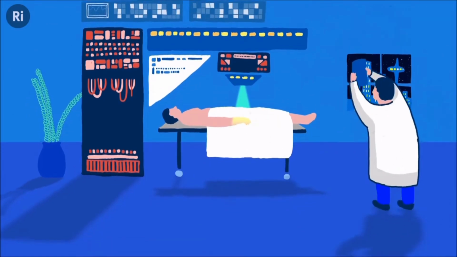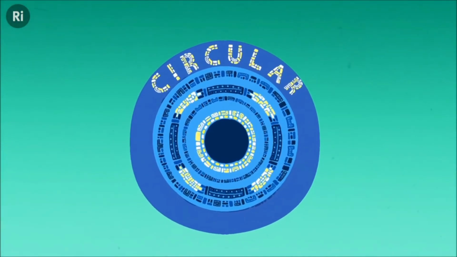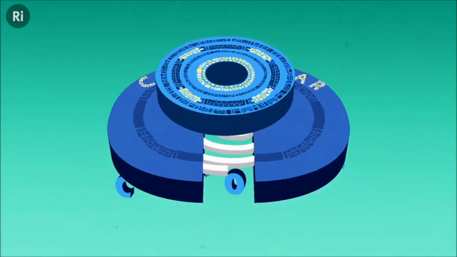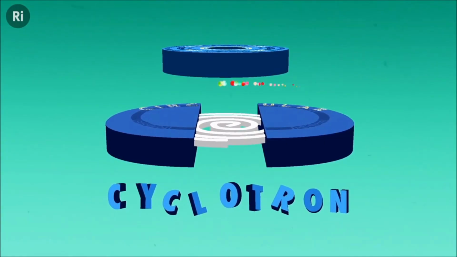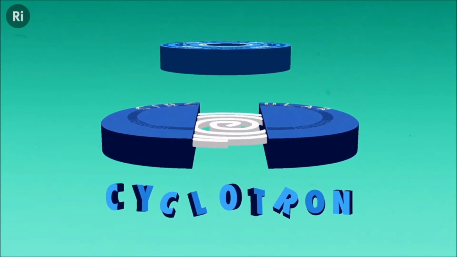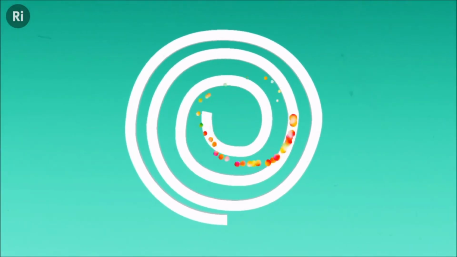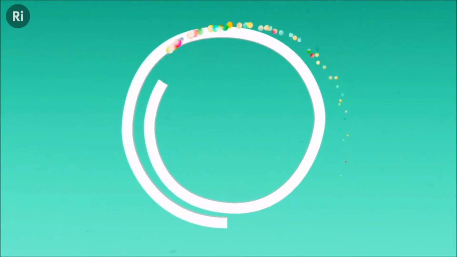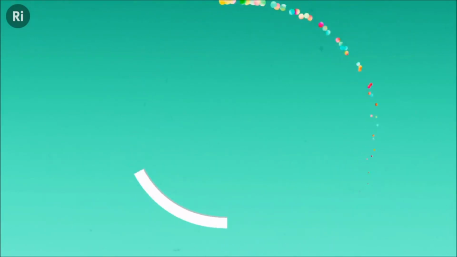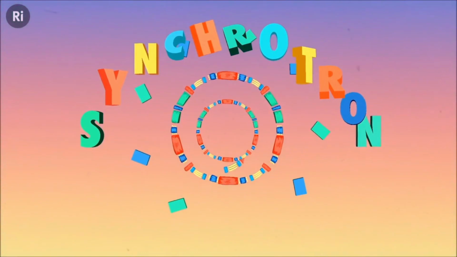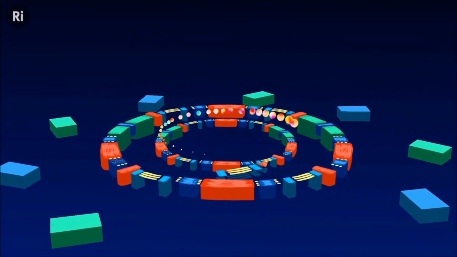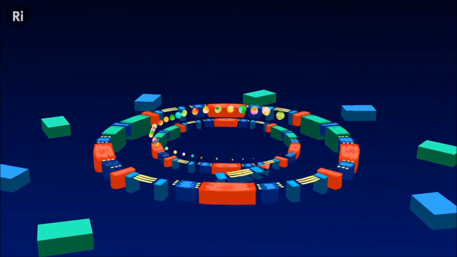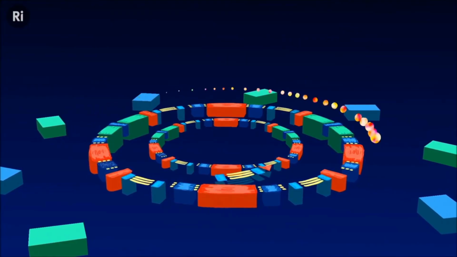The other 2 types of accelerators are circular. Probably the most common one in terms of numbers is called a cyclotron. It's a compact, relatively old-style accelerator in which the particles start in the centre, and as they gain energy, they spiral outwards. To reach higher energies, we use a machine called a synchrotron, and a synchrotron has to keep both the electric and magnetic fields perfectly synchronised with the particles as they increase in energy, and that's where it gets its name from.